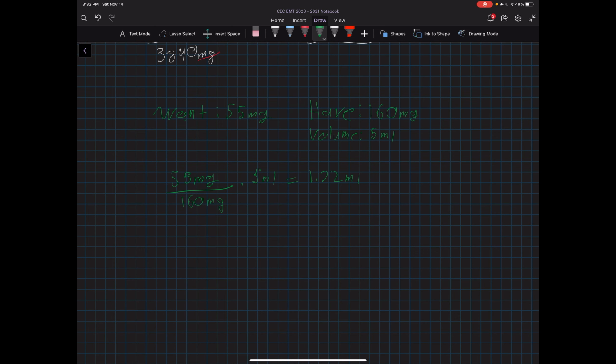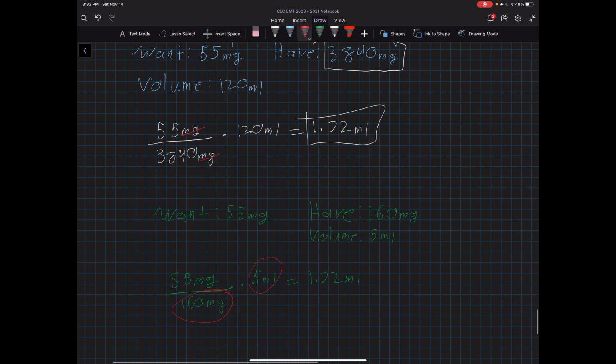Because in terms of a ratio, 5 milliliters in 160 milligrams is the same ratio as 120 milliliters containing 3840 milligrams. So this is the same ratio. What matters the most in this is the ratio between these numbers. And because they're the same, the math works out to be the same. So that's how you do it.